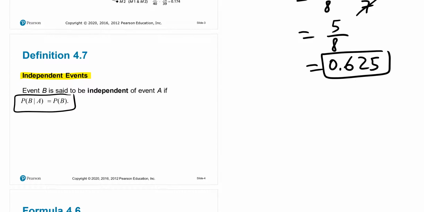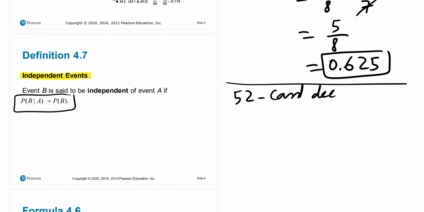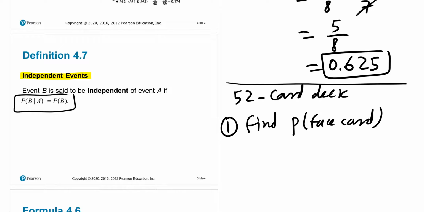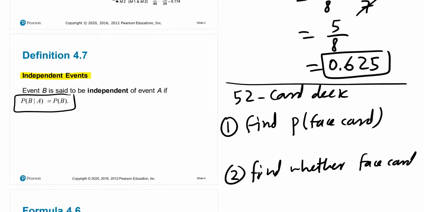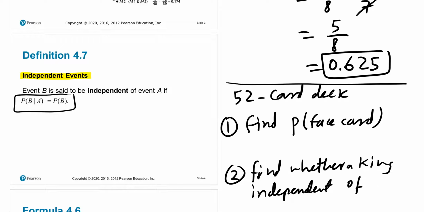Let's look at an example. Let's say we have a 52-card deck, and we would like to find the probability of getting a face card. Then we're going to find whether selecting a king is independent of selecting a face card.